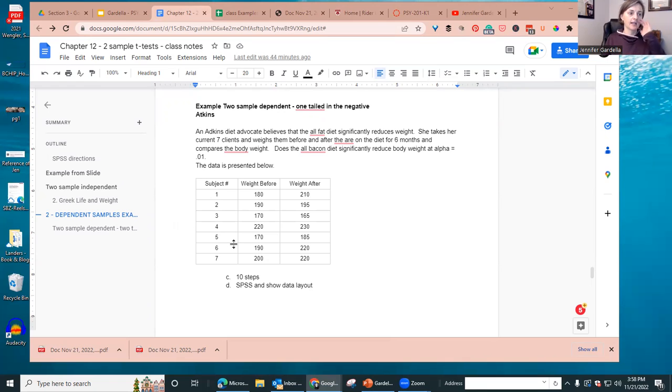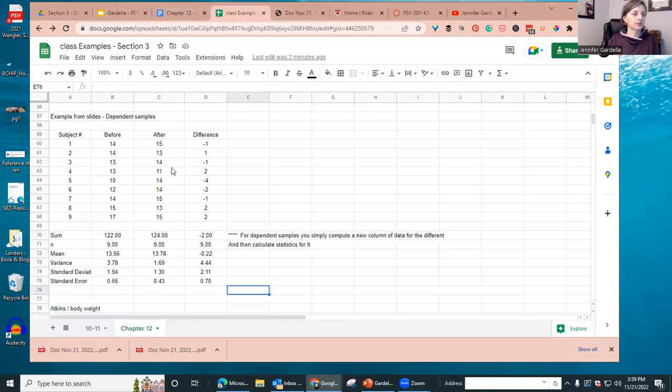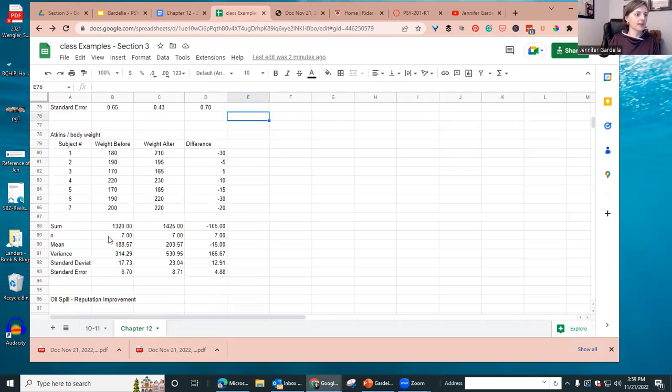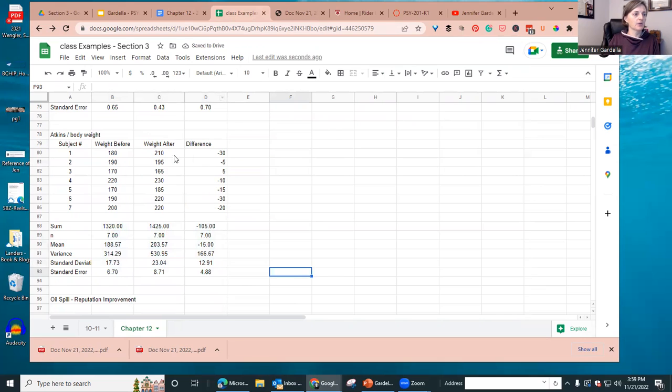So we have 7 subjects. Here's their weight before, and here's their weight after. And we go to the class examples of the calculations for this. And here's what we do. So there is a weight beforehand and there is a weight after for every single participant. Remember, these are dependent. We have 2 scores for every participant. And we wind up with a mean of negative 15, the mean difference. You'll see some people lost, some people gained. So this is the weight before minus the weight after. And then this is the data that we want to use when we are doing our calculations.